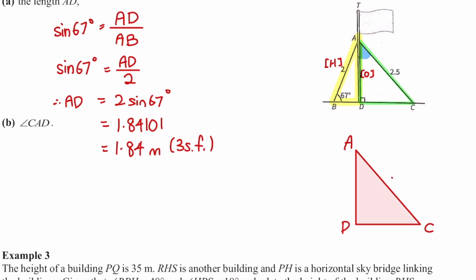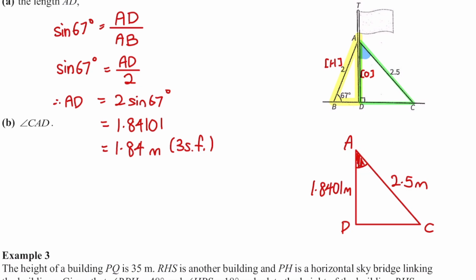I know that AC is 2.5. I want to find out what this angle here is. I know that AD, I found in part 1. For AD, we don't use the 3SF, we use the 5SF answer so that it's more accurate. So over here, AD is 1.84101 meters. This is 2.5 meters. Now, I want to find this angle here.